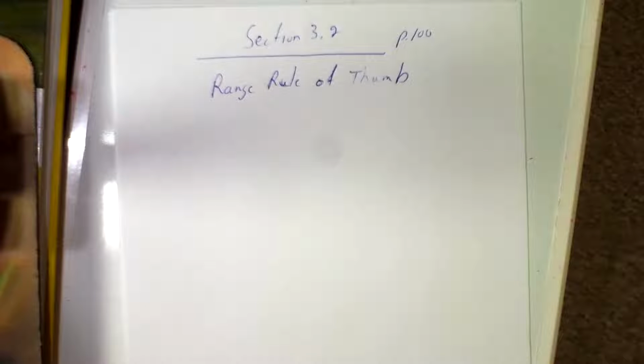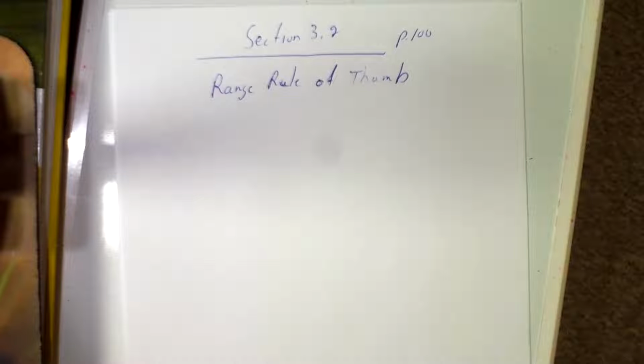Okay, class, today we're going to go through the last part of section 3.2, which is on page 100. And it covers four things. There's two rules about the range rule of thumb. And then we're going to talk about some theorems that were created related to the bell curves and also the skewed curves. All right, so let's talk first about the range rule of thumb.